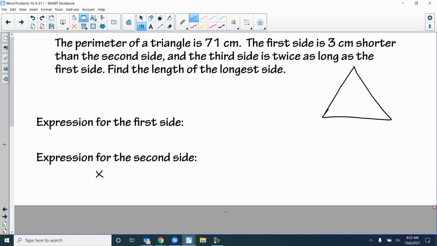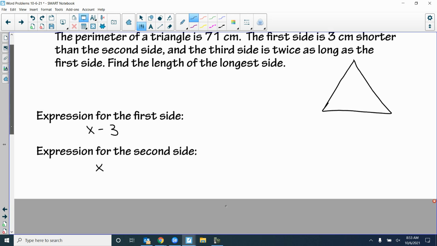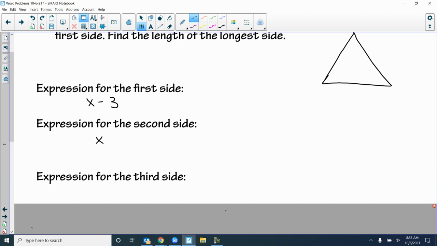Well, if the second side is X, how do I label the first side? It is 3 centimeters what? Shorter. Is that going to be addition or subtraction? Subtraction. So you're going to do X minus 3. So that's the first side.